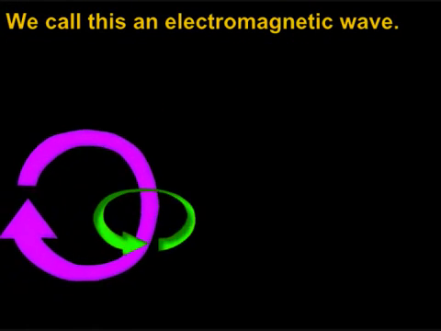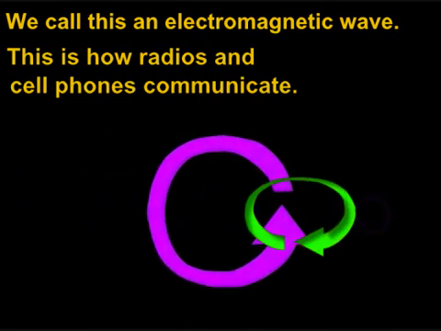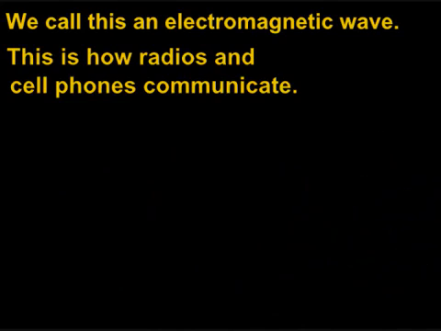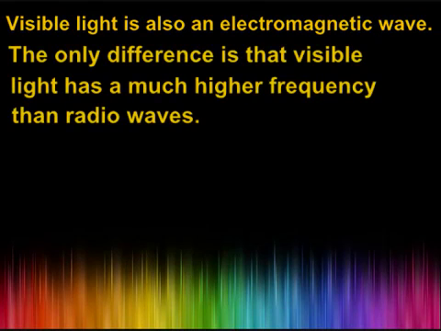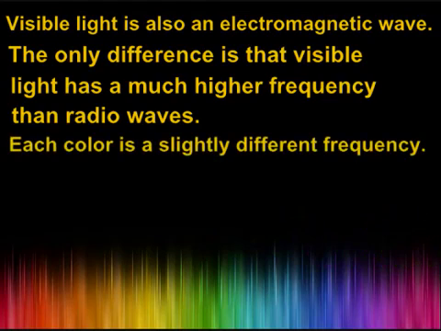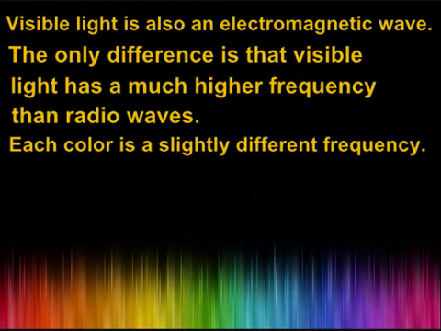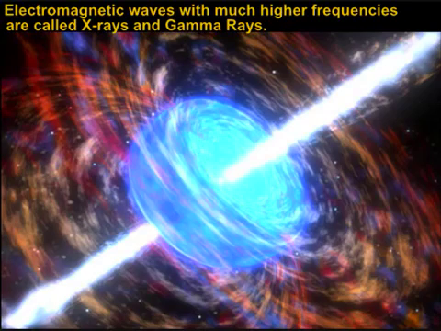We call this an electromagnetic wave. This is how radios and cell phones communicate. Visible light is also an electromagnetic wave. The only difference is that visible light has a much higher frequency than radio waves. Each color is a slightly different frequency. Electromagnetic waves with much higher frequencies are called X-rays and gamma rays.